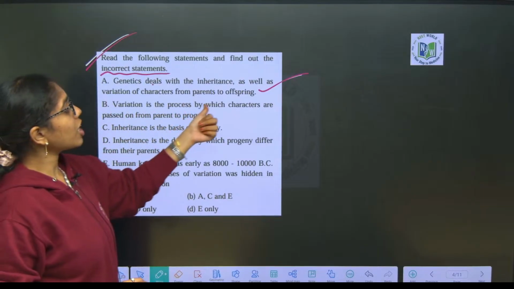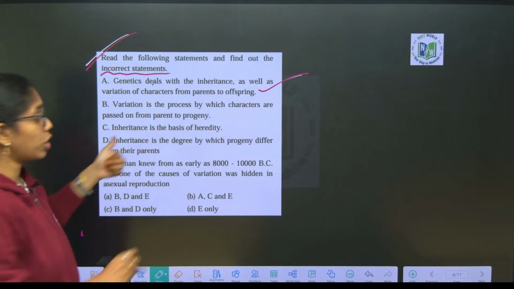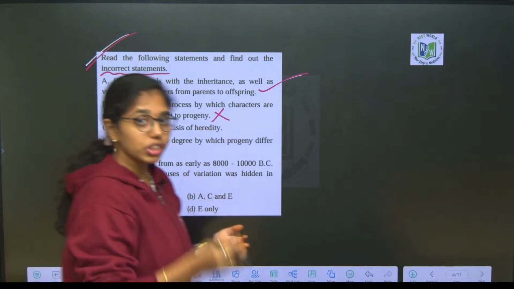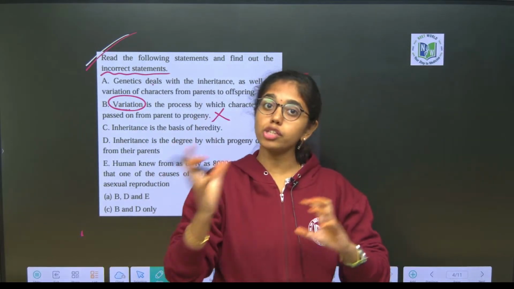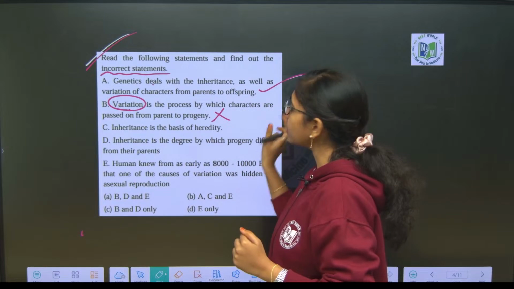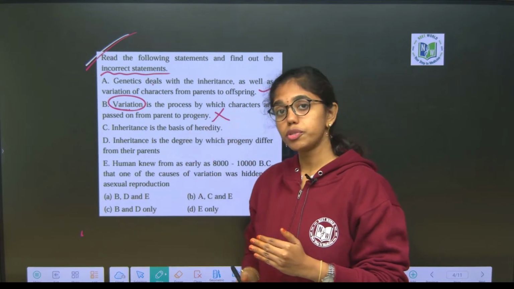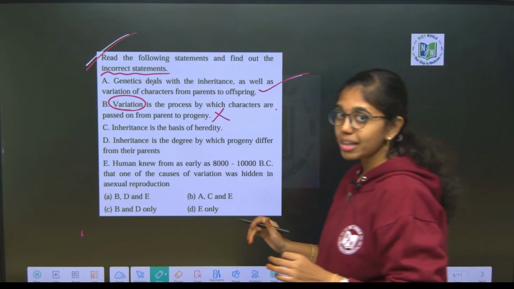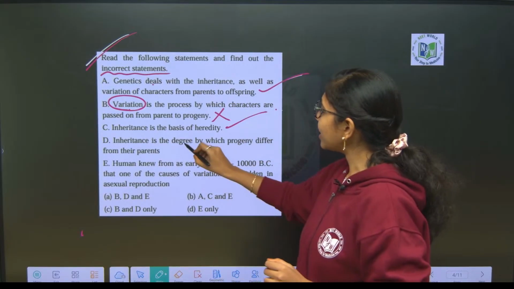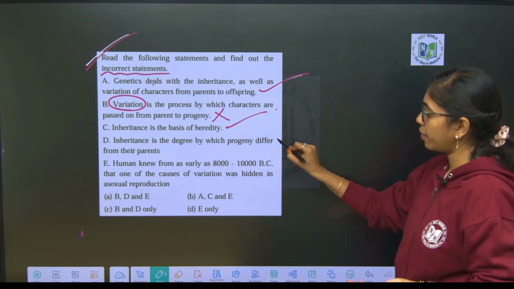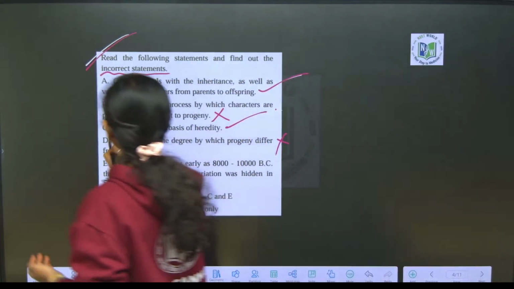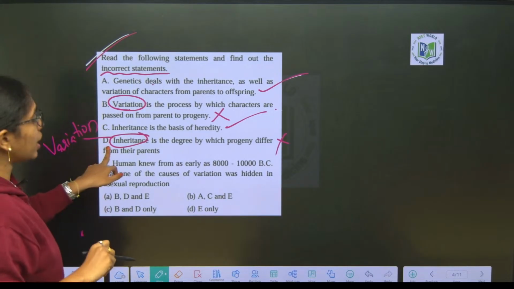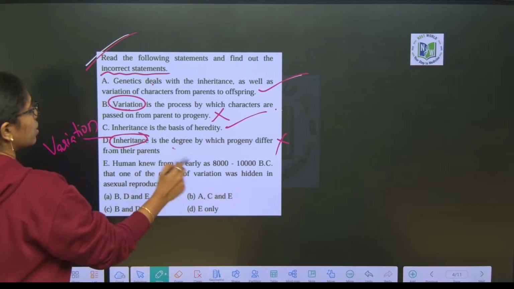B, variation is a process by which characters are passed from parents to progeny. Wrong. Variation is the degree or the amount of change that is observed from parents to offsprings. The characters that are being transmitted from parents to offsprings is said to be inheritance, not variation. So, B is incorrect. Inheritance is the basis of heredity. True. Inheritance is the degree by which progeny differs from parents. Wrong. Variation is the degree by which the progeny differs from the parents. So, this will be wrong.